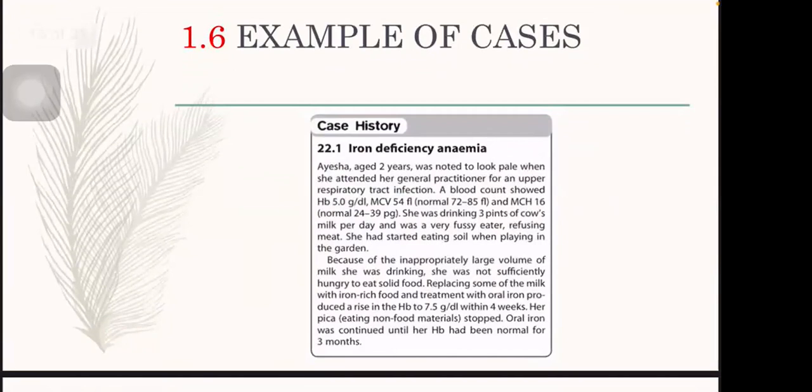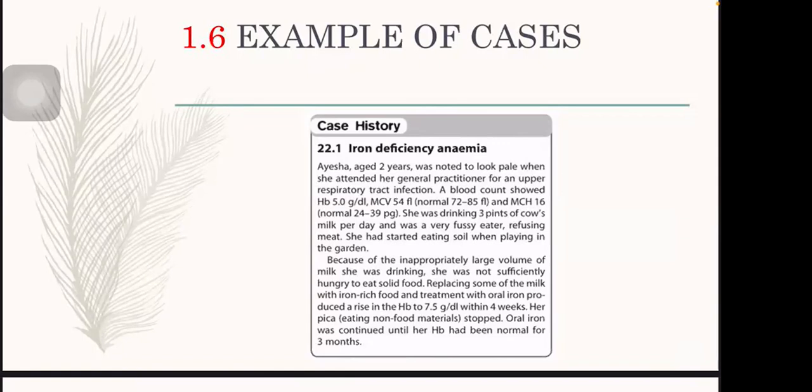So these are examples of cases that I obtained from Nelson's Pediatrics book, which shows iron deficiency anemia. Aisha, aged 2 years, was noted to look pale and attended her general practitioner for an upper respiratory tract infection. Blood count shows a low hemoglobin level, 5 grams per deciliter, severe, MCV 54, and MCH 16, also low. She was drinking 3 pints of cow's milk per day and was a very fussy eater, refusing meat. She had started eating soil while playing in the garden, which is known as pica. So the solution: this shows that the patient is pale, with low hemoglobin level, low MCV and MCH, excess intake of cow's milk, and has started eating soil, or pica.